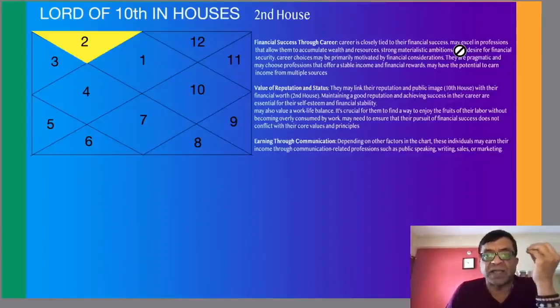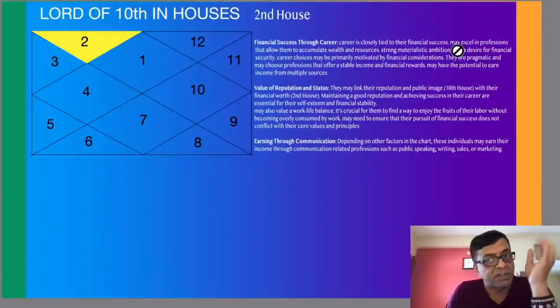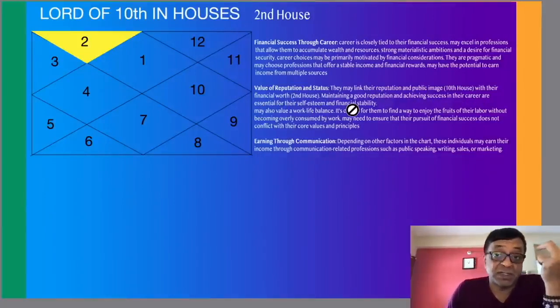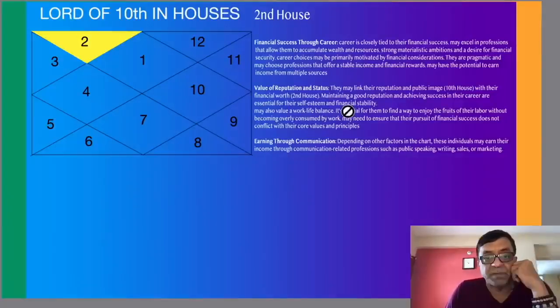And Jupiter expands any house it touches. So, this person will do well and will gain a lot of money being a life coach. And she is doing very well. I knew her last time I checked with her. She was doing very well in her career. They value reputation and status. They may link their reputation and public image with their financial worth because second house is value system also.